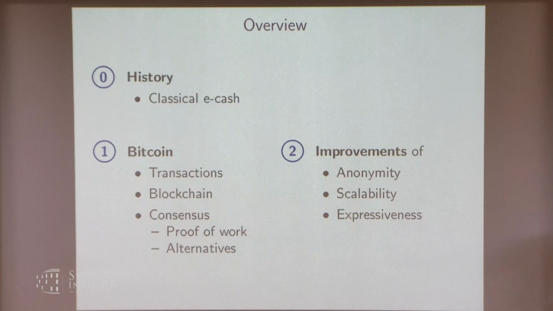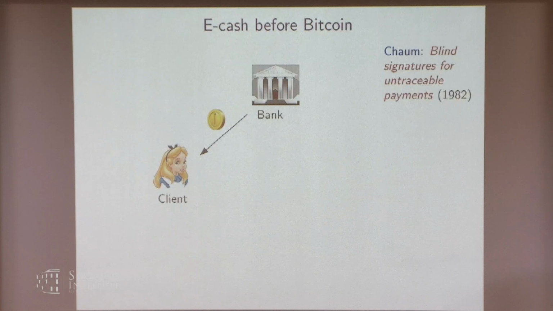But first, let's start with some history. Where did it all come from? Classical eCash. How did cryptographers think about these concepts back in the 80s? So before Bitcoin eCash, the goal of eCash was really to have a digital equivalent of physical cash. So the economic model was basically the same as with regular currencies.